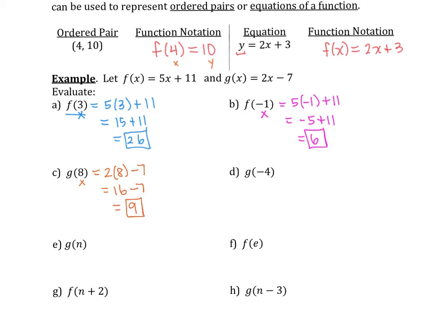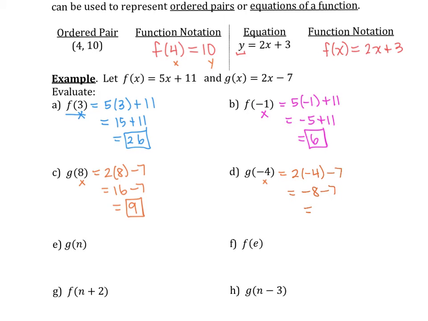Okay, for D, g of -4. So remember, my x is -4, and for the g expression, I'm using 2x minus 7. This is just to tell me which equation to plug into. 2 times -4 minus 7.